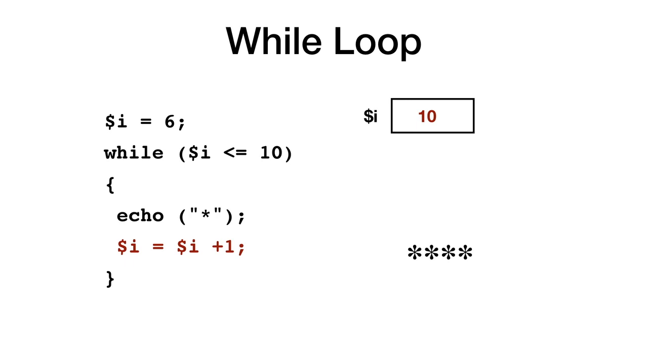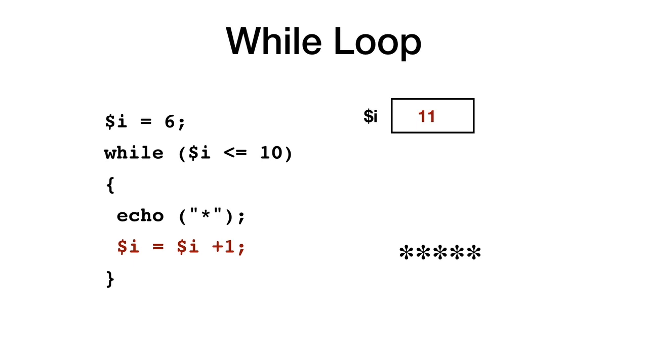We've finished the body of the loop, so we go back to the test and ask the same question again: is I less than or equal to 10? If that's true, we go inside. If it's false, we jump over. Is that true? Yes, it is. I is less than or equal to 10. So we're going back in. We have another star. The next line in the body of the loop says I gets I plus 1. So there we go, now I is 11.